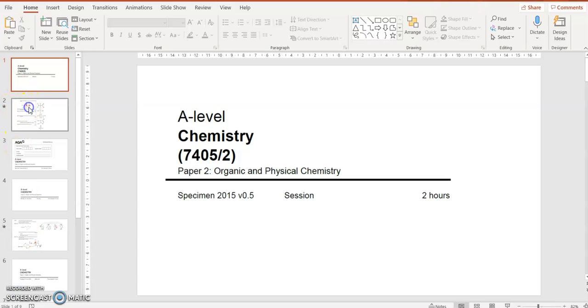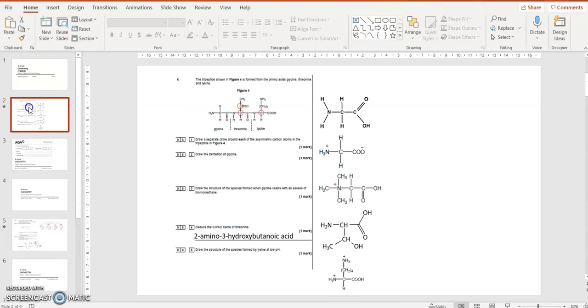Let's quickly go through DNA, proteins, amino acids, specimen 0.5. Let's have a little look at this. So we've got 3 different amino acids joined together. We've got peptide bonds, C double bond O NH, formed when a carboxylic acid ending COOH reacts with an NH and forms water in a condensation reaction, and leaves CONH as a peptide bond between those 3 amino acids.